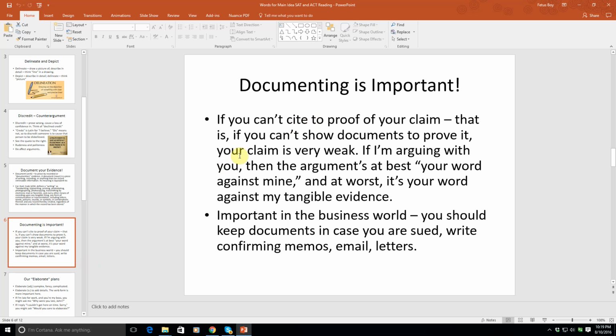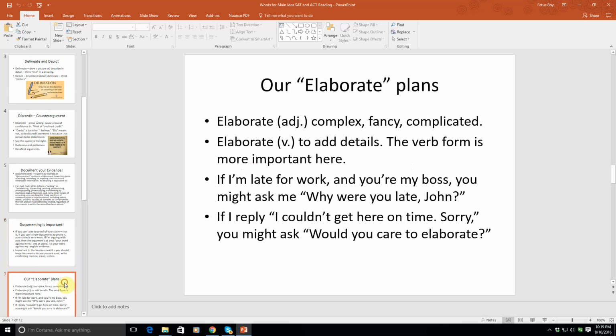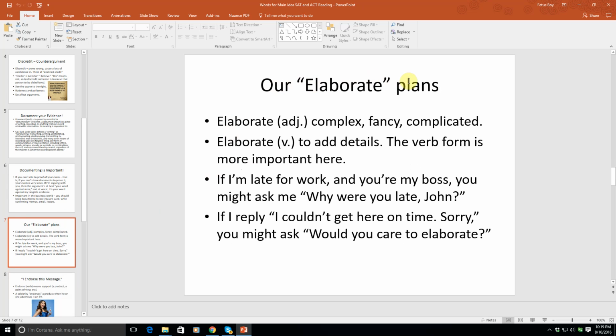And on the SAT, it's good to document things because if you just make a claim and can't back it up, you're not going to get a very good grade on your essay, and you won't understand very much on the reading questions. Our elaborate plans.